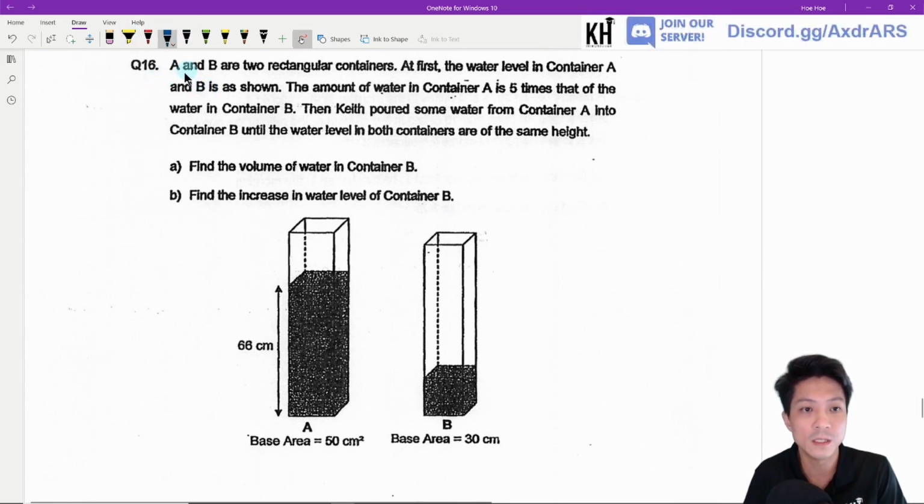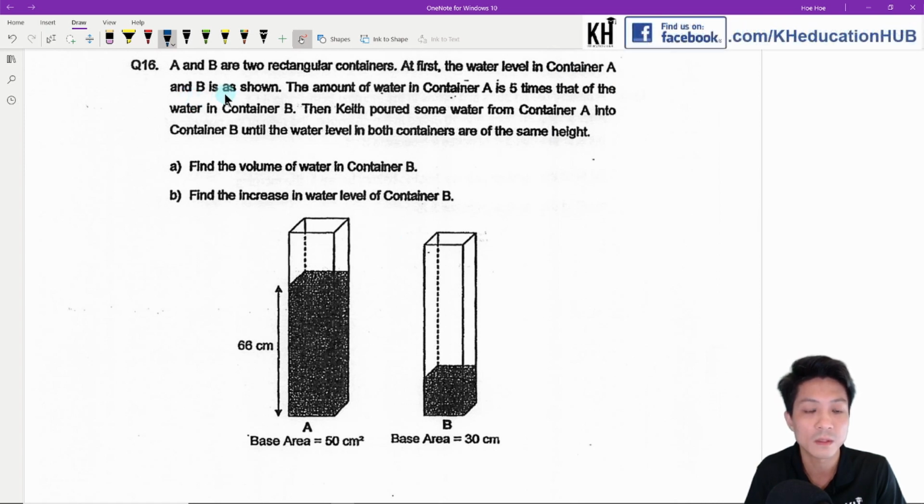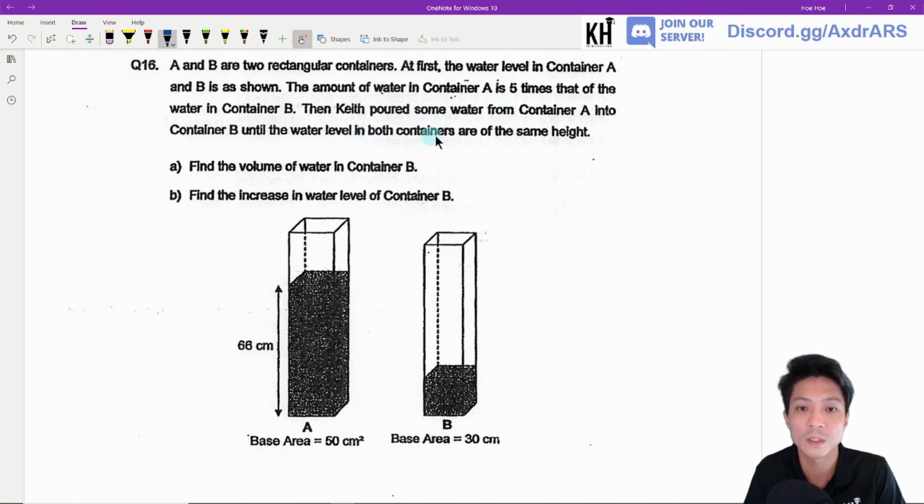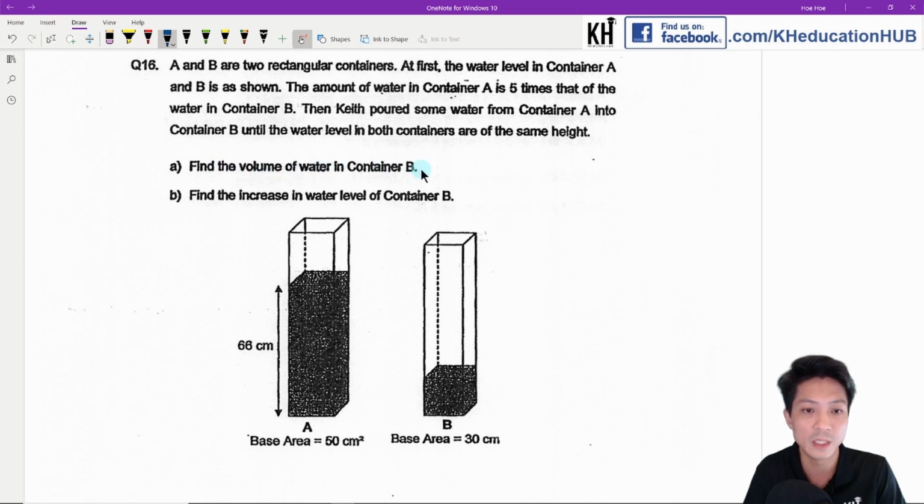Okay, question 16. A and B are two rectangular containers. At first, the water level in container A and B is as shown. The amount of water in container A is 5 times that of the water in container B. Then Keith poured some water from A into B until the water level in both containers are of the same height. Find the volume of water in container B.